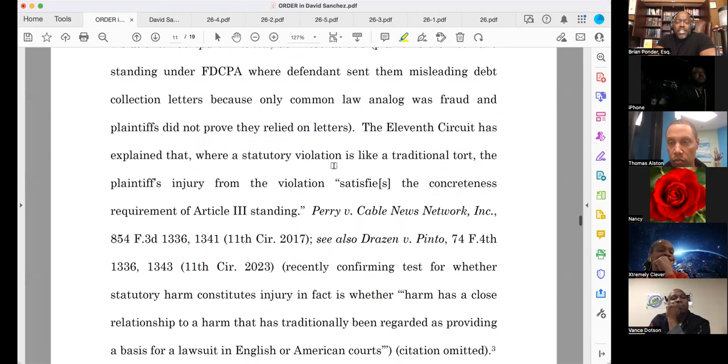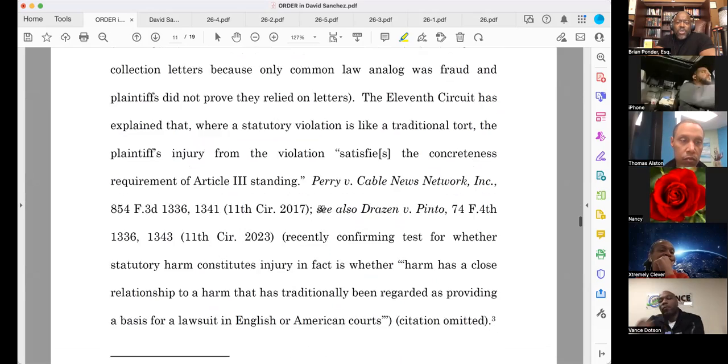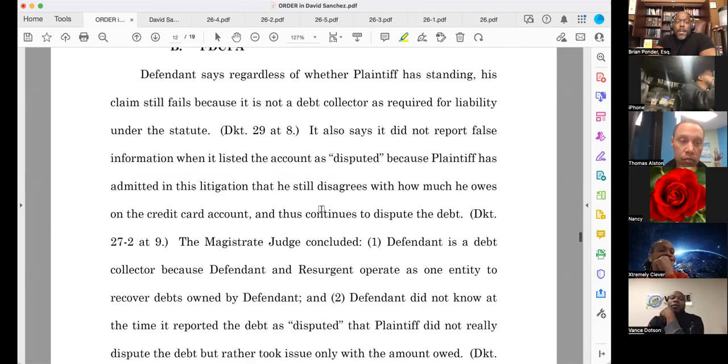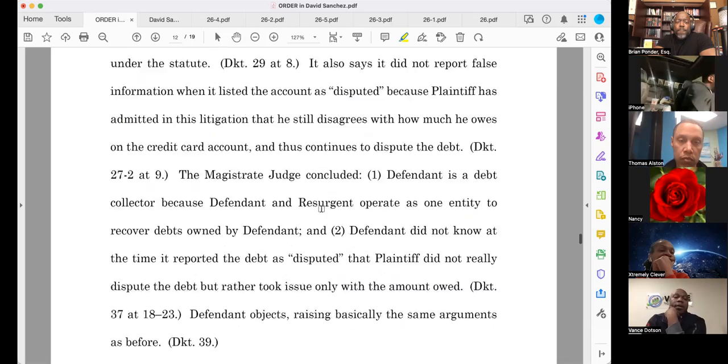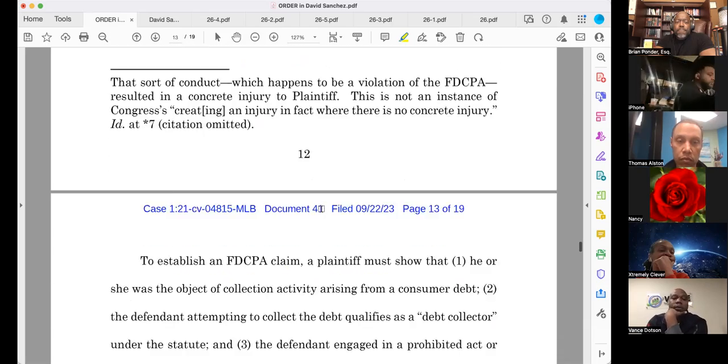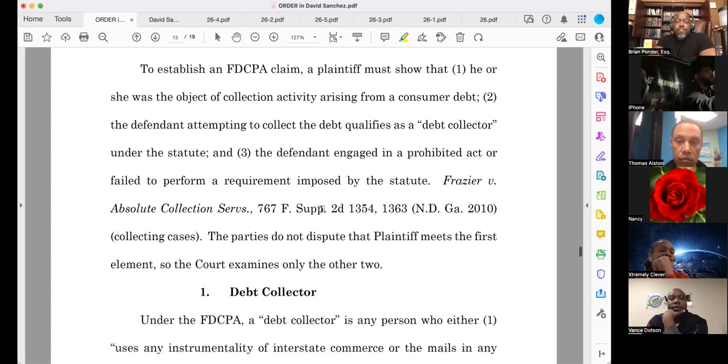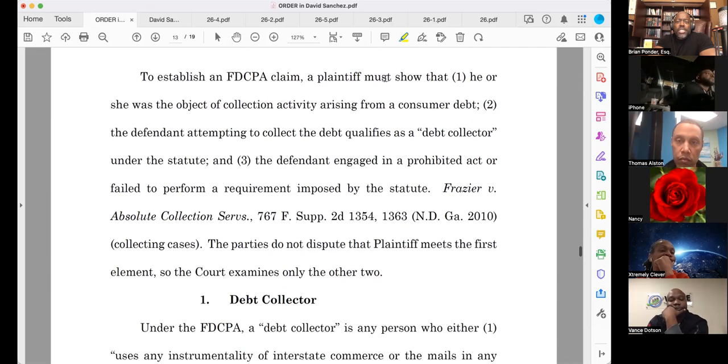The 11th Circuit explained that a statutory violation, while traditional reporting of the plaintiff's injury, satisfies the concreteness of Article 3 standing. And probably in 3 years, nobody is going to be talking about this no more. No standing. That's still crazy. So the steps after you see the claim... Why do you say that, man? Because it's a hunk of junk, man. So that's the thing.